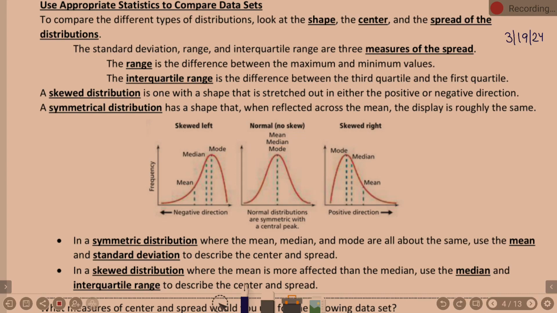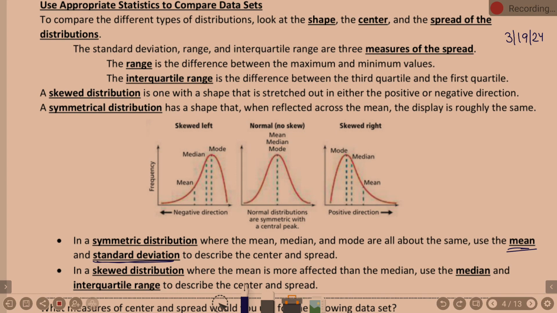As you look at this, in a symmetric distribution, the mean, median, and mode are all about the same. Right here is an example of symmetric. Mean, median, mode are all about the same values. Maybe not exact, but very, very close. And if it's a symmetric distribution, where they're all about the same, you're going to use the mean and the standard deviation to describe the center and the spread of the data. So when you're asked what we should use, if they're all about the same, we're going to use mean and standard deviation.